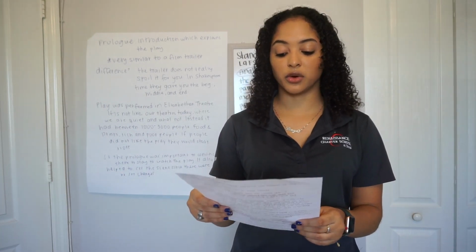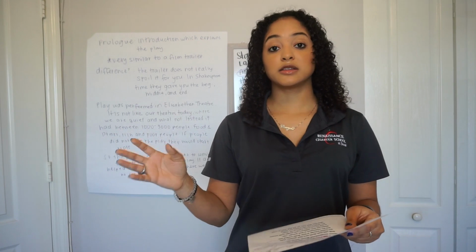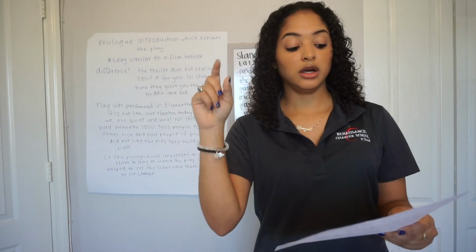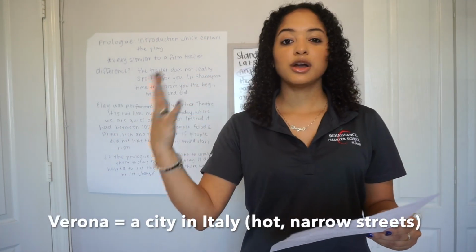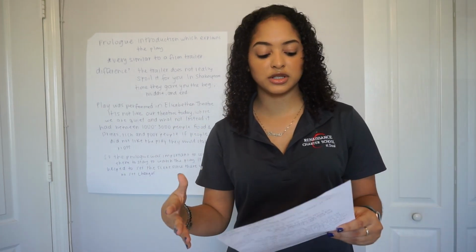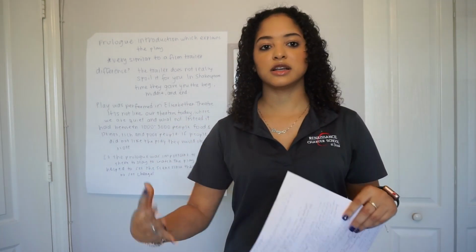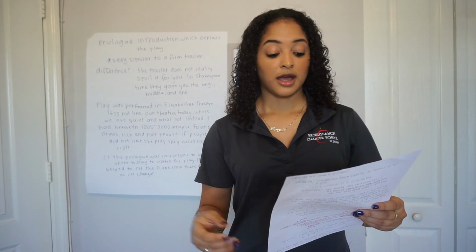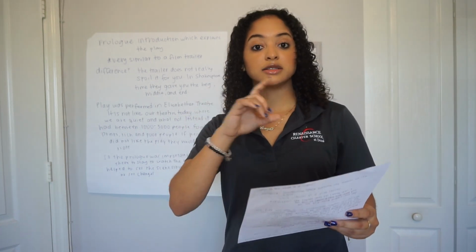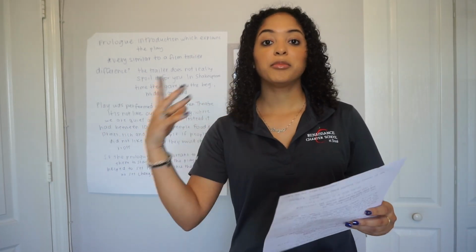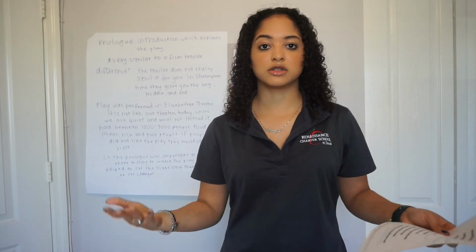"In fair Verona, where we lay our scene." Like I said, this is set in Italy. The word Verona is a place in Italy, a very hot city with very narrow streets. So it sets the scene as something intense, okay? And the word scene demonstrates that we're reading a play. It's not a real life thing, so obviously this didn't happen in real life.